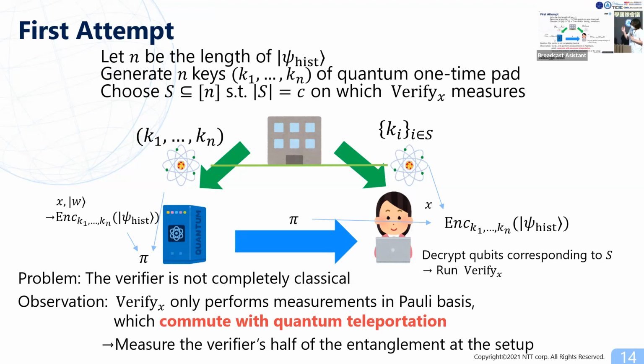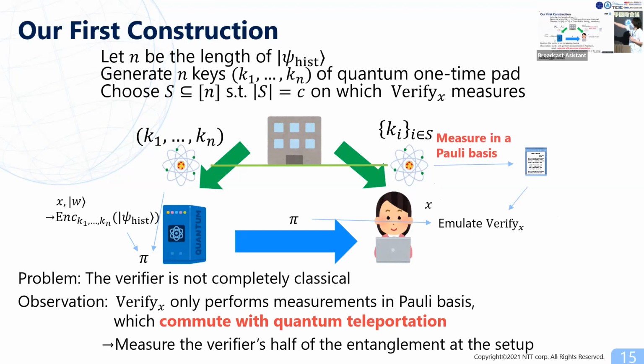And as a result, our first construction looks like this. Before doing the quantum teleportation, the setup algorithm first measures the verifier's half of the entangled state to get some measurement outcome. And this classical measurement outcome is used as a verification key. So as a result, the verifier now becomes completely classical. And this is our first construction.